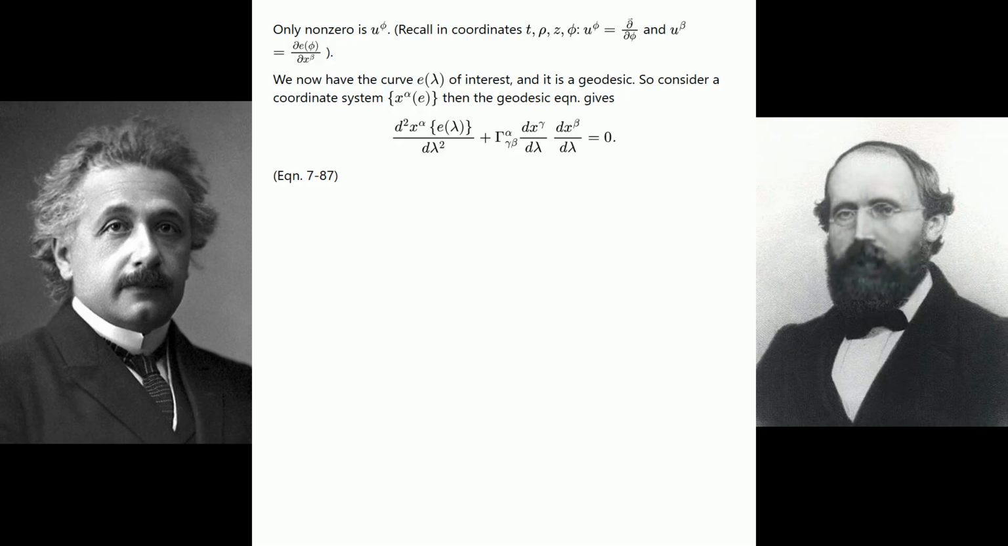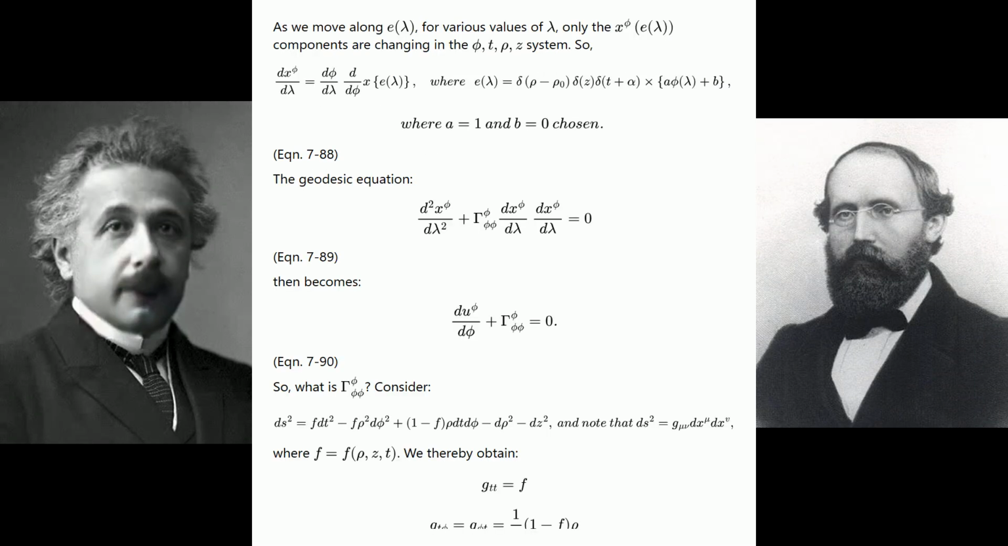Recall in coordinates t, rho, z, phi, u to the phi power equals the partial derivative of e over the partial derivative of phi, and u to the beta power equals the partial derivative of e over the partial derivative of x to the beta power. We now have the curve e of lambda of interest, and it is a geodesic. So consider a coordinate system that sets the alpha power of x of e, then the geodesic equation gives equation 7-87. As we move along e of lambda for various values of lambda, only the phi components of x of e of lambda are changing in the phi, t, rho, z system. So, equation 7-88. The geodesic equation, equation 7-89, then becomes equation 7-90.